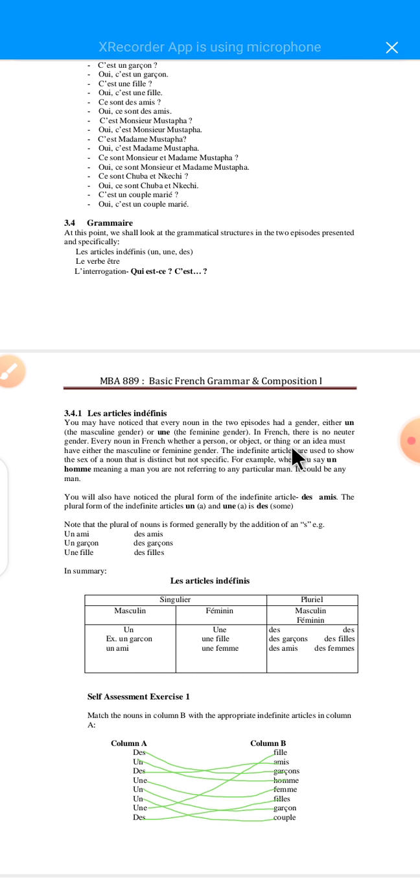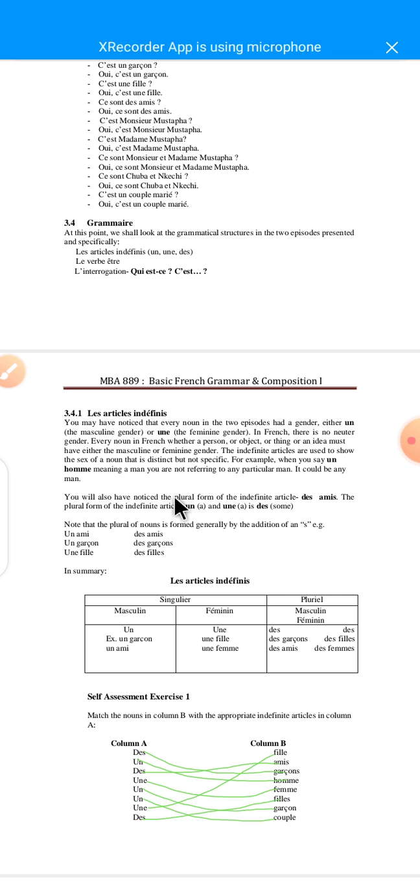The indefinite articles are used to show the sex of a noun that is distinct but not specific. For example, when you say un homme, meaning a man, you are not referring to any particular man. It could be any man. And you could also say une femme, that's a woman. You're not referring to a specific or particular woman, just a generalized form. A woman, any woman.